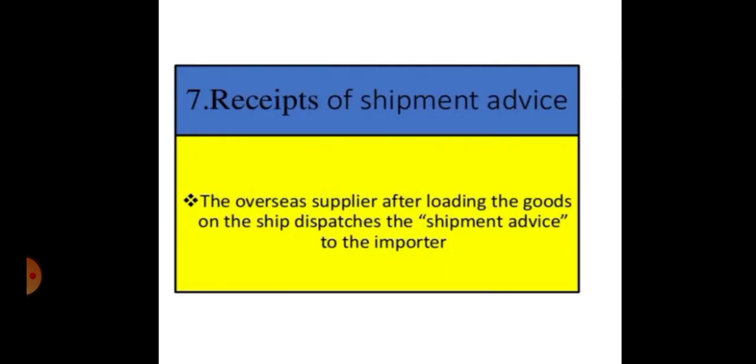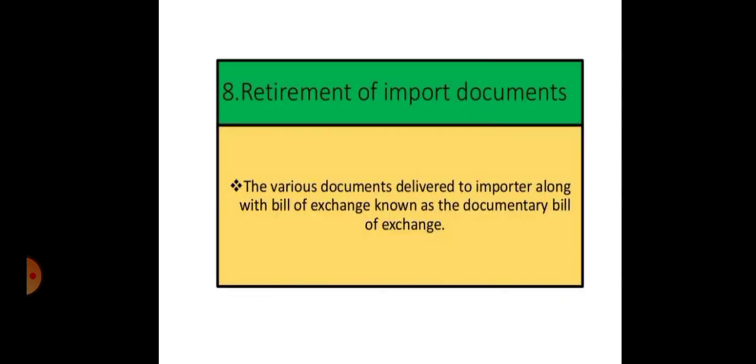The next step is receipt of the shipment advice. The overseas supplier, after loading the goods on the ship, dispatches the shipment advice to the importer. This shipment advice explains to the importer the details of the ship in which the goods have been loaded by the exporter.